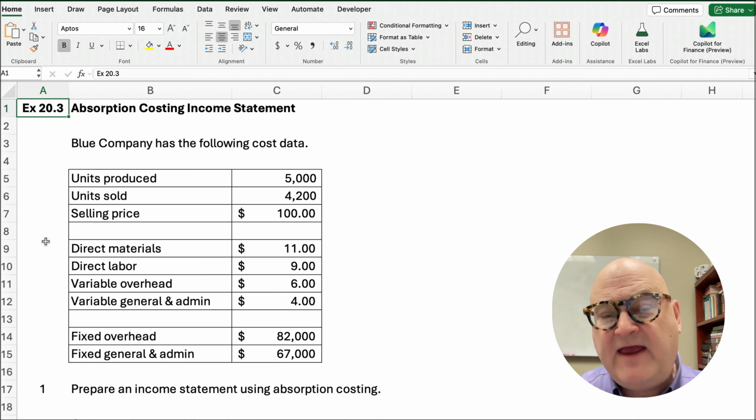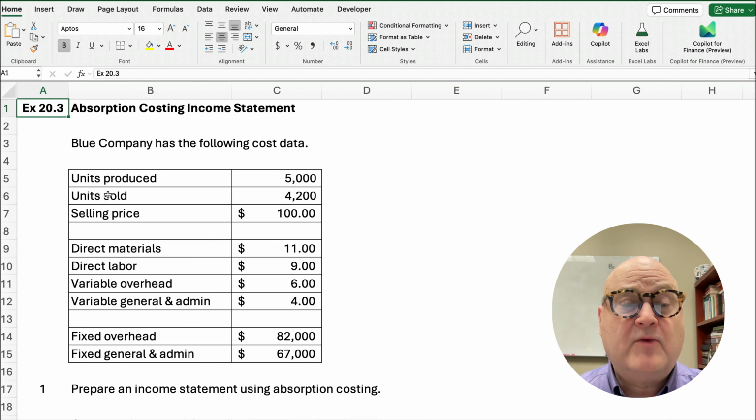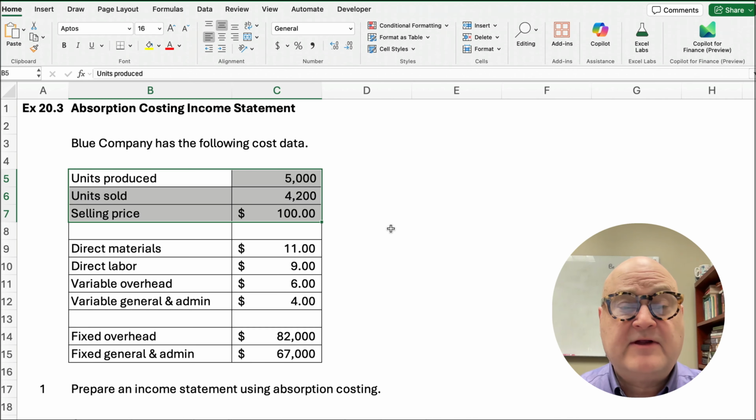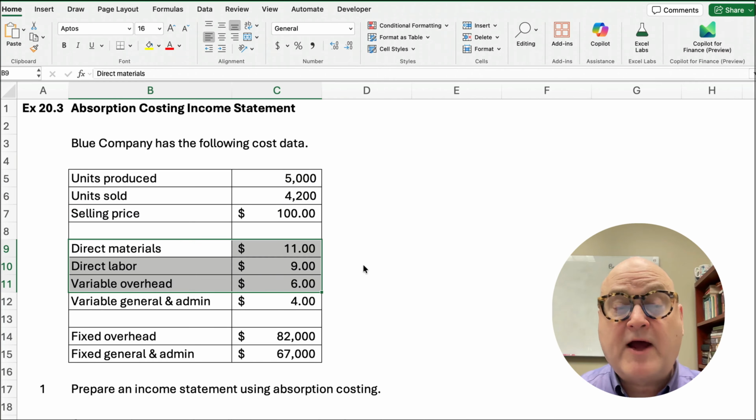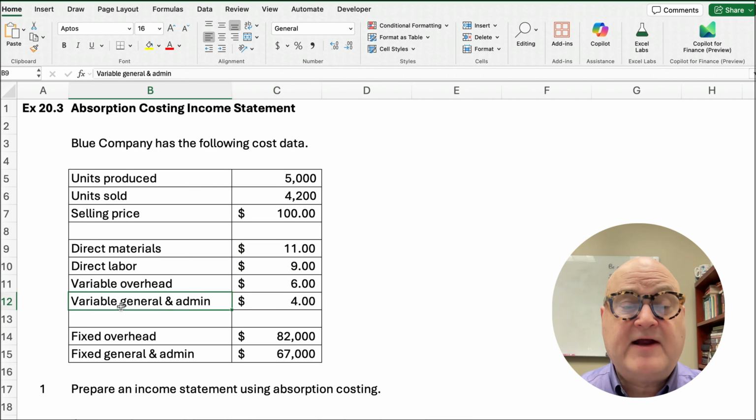So let's say we have the same information as the previous problem, so check out that video for the previous variable costing income statement. What we have is units produced of 5,000, units sold of 4,200, and a selling price of 100. Our variable product costs, materials, labor, and variable overhead, are 11, 9, and 6, and our variable general and administrative expenses, which is our operating cost, is $4. And then we have fixed overhead and fixed general and administrative, G&A costs.